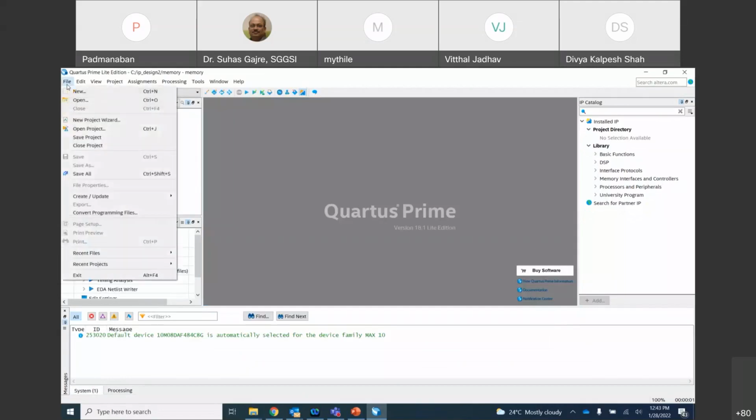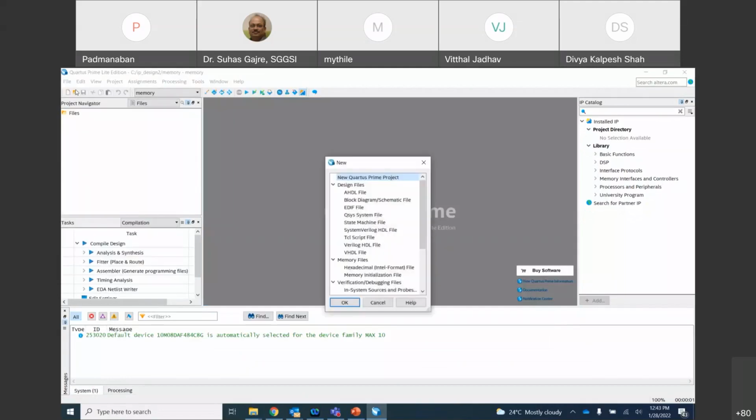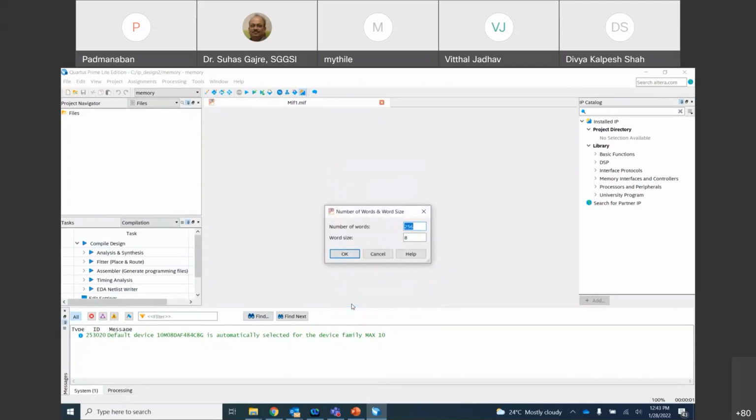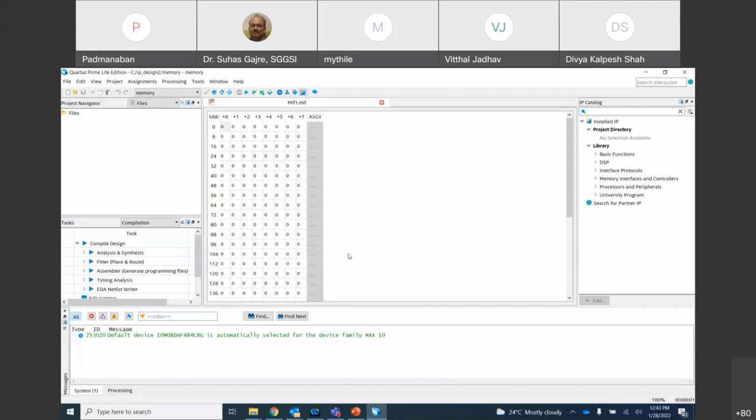Now you can see File, New, and then here you can see the memory initialization file, which is called MIF. Click here, memory initialization file. When you click it, it shows the number of words and the word size. You can just say OK.